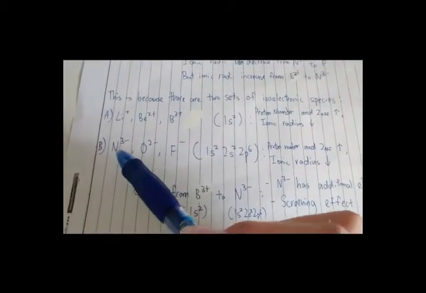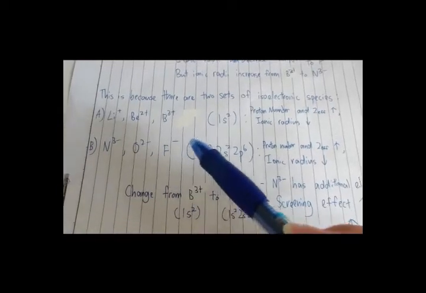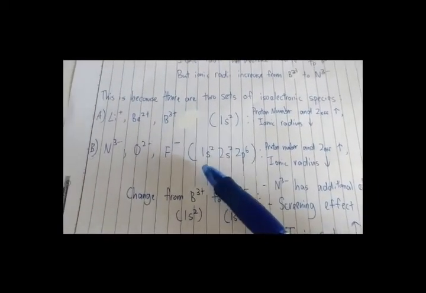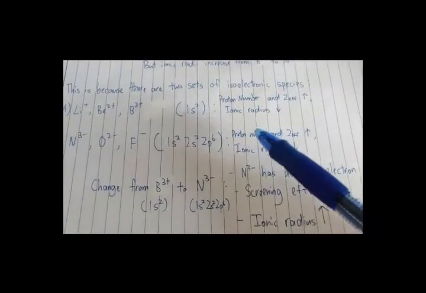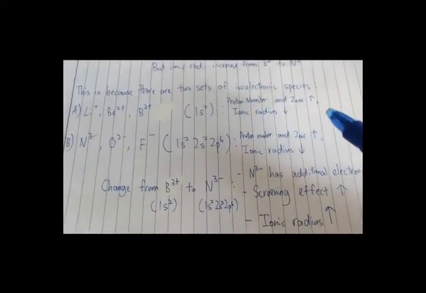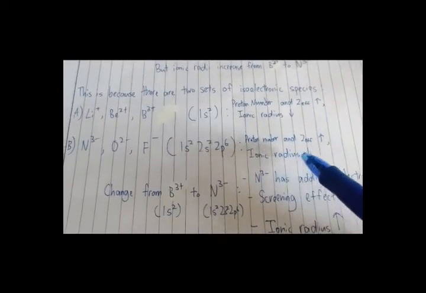For set B, nitrogen 3 minus, oxygen 2 minus, and fluorine minus all have the same electronic configuration of 1s2, 2s2, and 2p6. So when moving across the period, proton number increases, effective nuclear charge increases, electrons are closer to the nucleus, and ionic radius decreases.